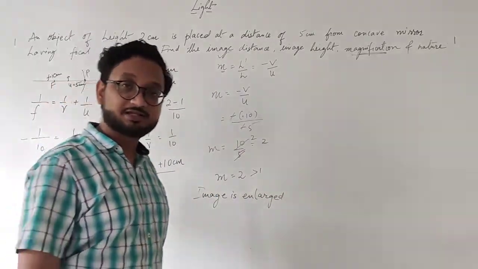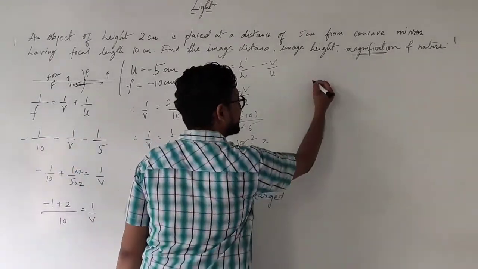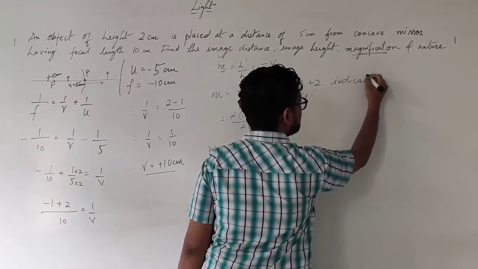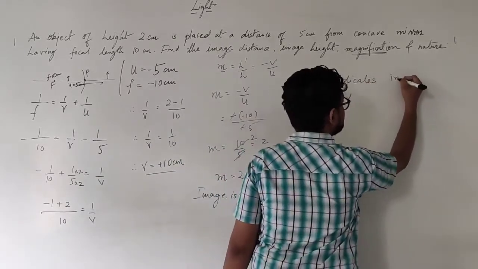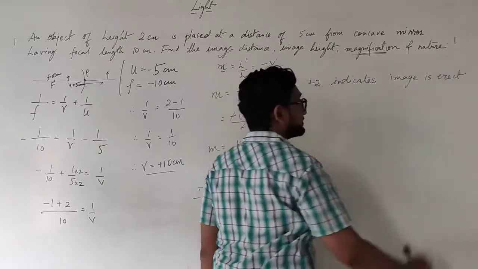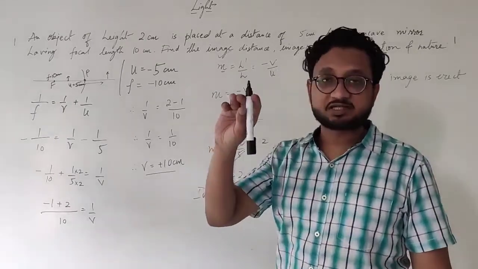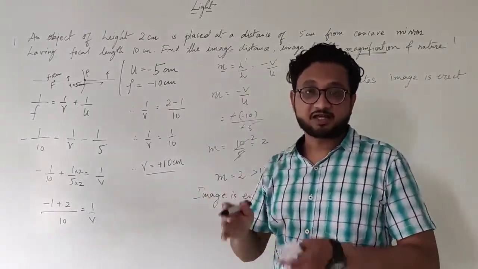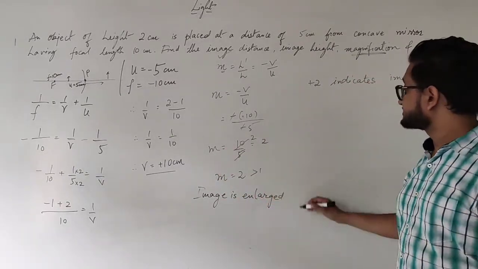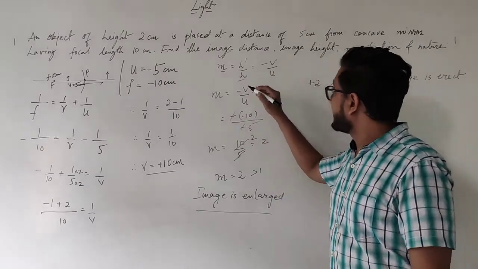Image is enlarged. And plus 2 indicates the image is erect. Okay, that means it is not inverted, it is the same as the object, it is standing upright, not inverted. So now you have the magnification and the image is enlarged as well.